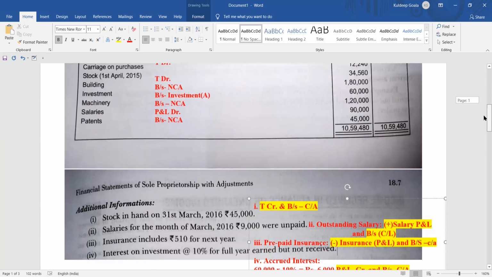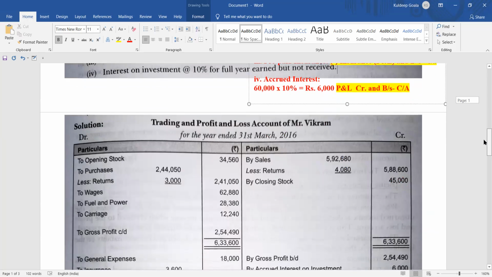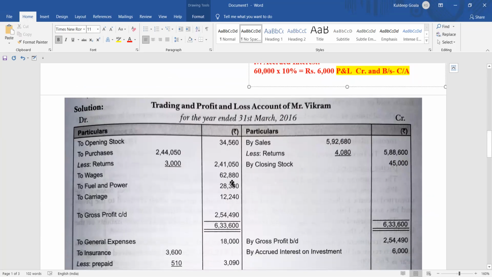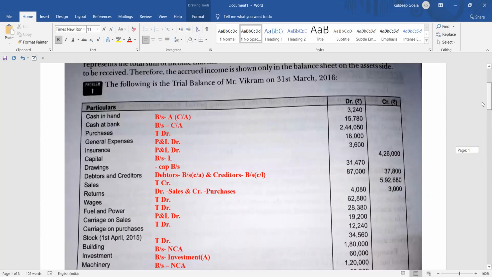Do we have adjustment against wages? No, we did not get any. So directly we'll write down 'To wages, 62,880 rupees' in the outer column. Now let's see the next item.